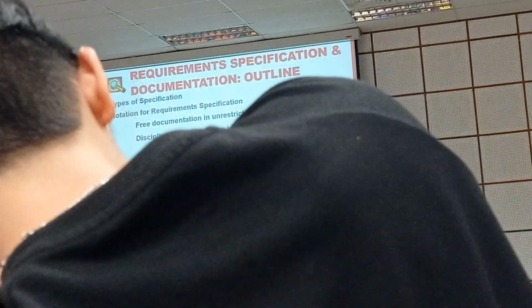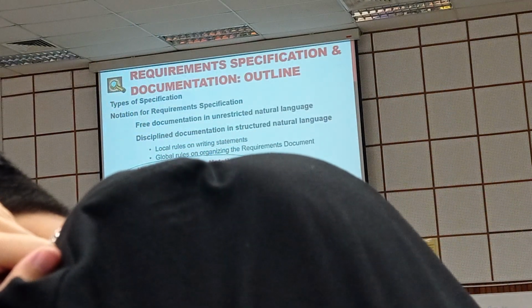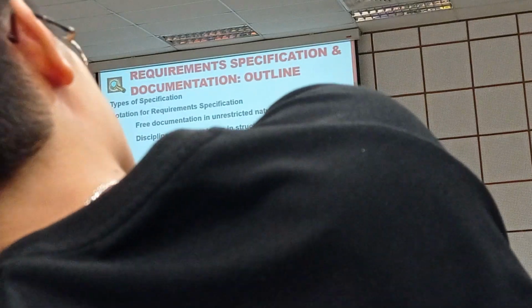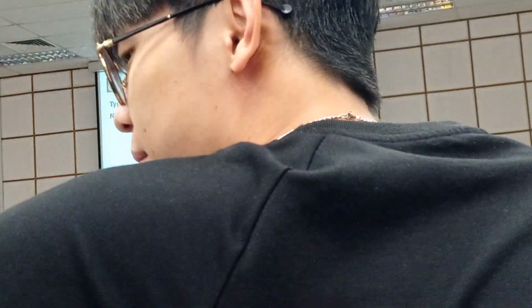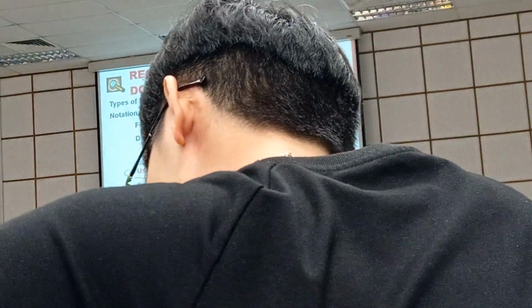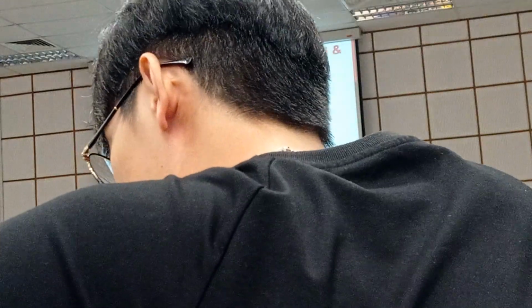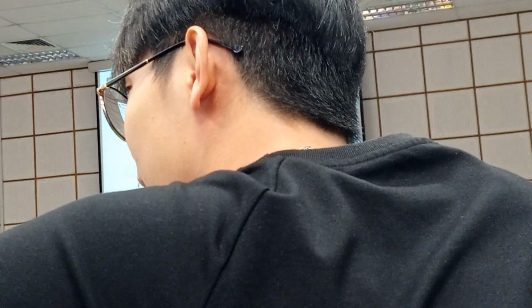So you don't see any words, you only see mathematical notation like sets, functions, relations. These are the things you use to write requirements. Your requirements look like all mathematical symbols. That's the next technique to specify requirements. So there are 4 techniques: free writing, structured natural language, graphical method, and the last one is mathematical notation.